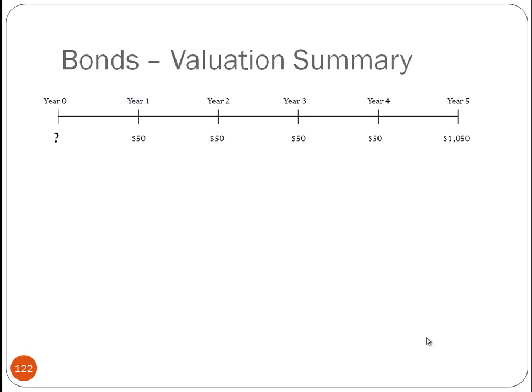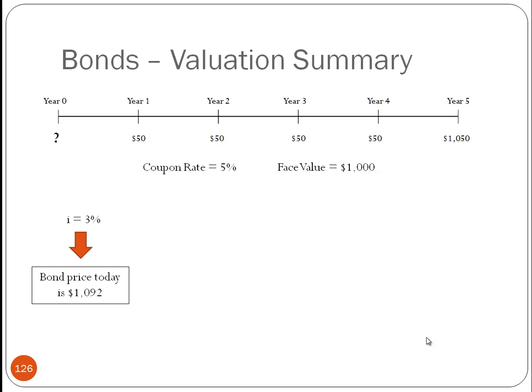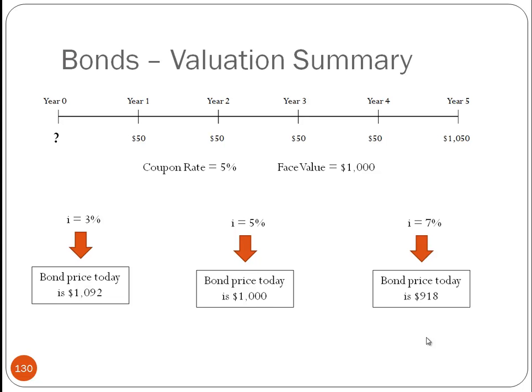So let me just summarize this. We've got the same cash flow promise, right? The issuer is saying, I'm going to give you this. And then the buyers will apply a discount rate. So they apply a discount rate of 3%, and they'd be willing to pay $1,092. If they applied a discount rate of 5%, it's worth $1,000, and maybe if they apply a discount rate of 7%, then they'd only be willing to pay $918 today.